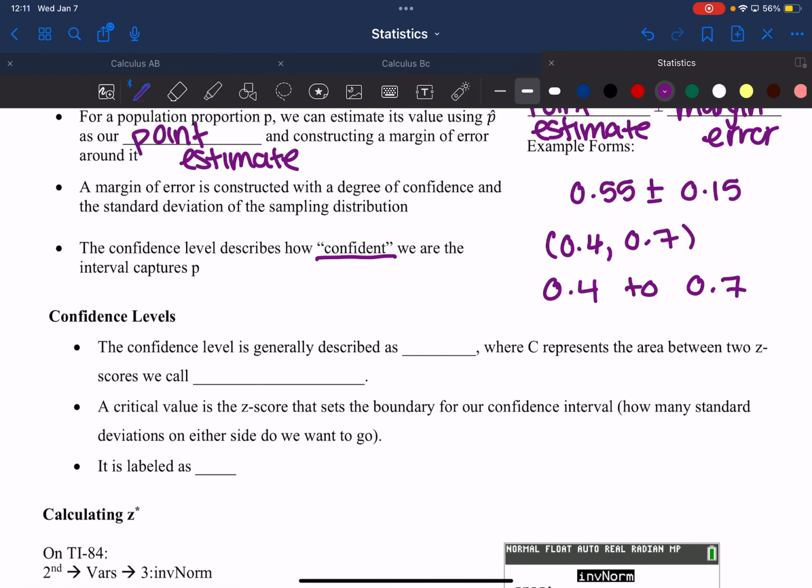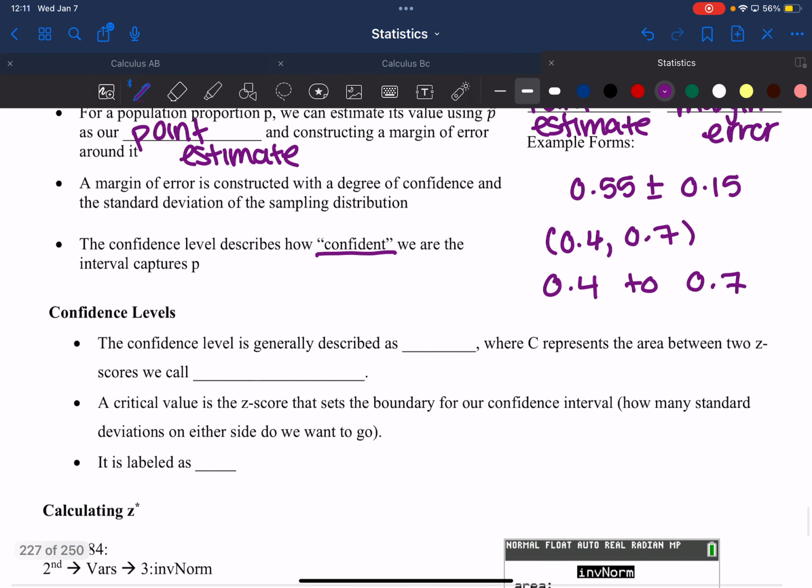Okay, confidence levels. So the confidence level is generally described as C with a percent sign, where C represents the area between two z-scores that we call critical values. Okay, so no longer will we call them z-scores. We will call them critical values. They're the same thing. A critical value is the z-score that sets the boundary for our confidence interval. It is labeled as Z star.